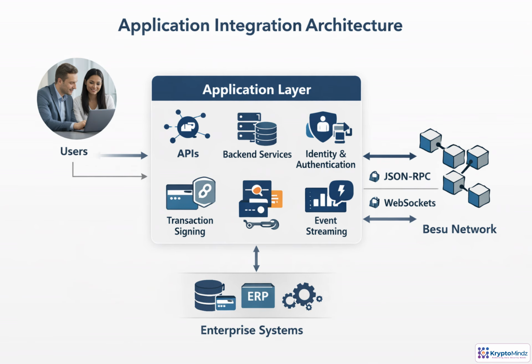Think of the application layer as the controlled doorway into Besu. Users and enterprise systems should not talk directly to smart contracts. They should go through APIs and backend services that enforce business rules, authentication, and data handling. Read calls and submitted transactions typically use JSON-RPC, while WebSockets support event streams and near real-time updates. Keep signing and key management isolated, so blockchain access, business logic, and credentials can be secured and scaled independently.